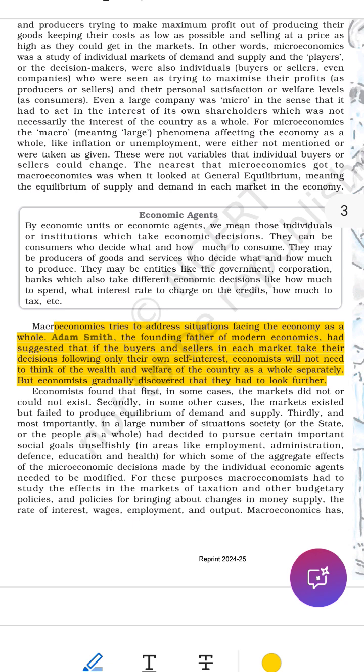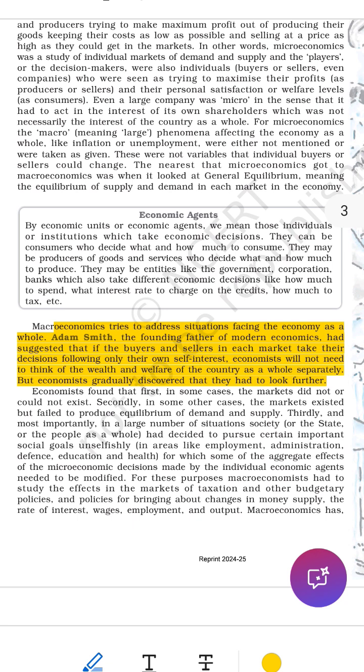Line 2. Adam Smith, the founding father of modern economics, had suggested that if the buyers and sellers in each market take their decisions following only their own self-interest, economists will not need to think of the wealth and welfare of the country as a whole separately.